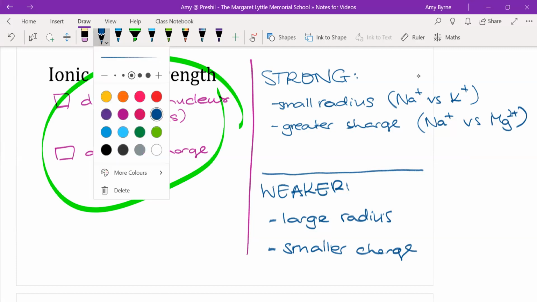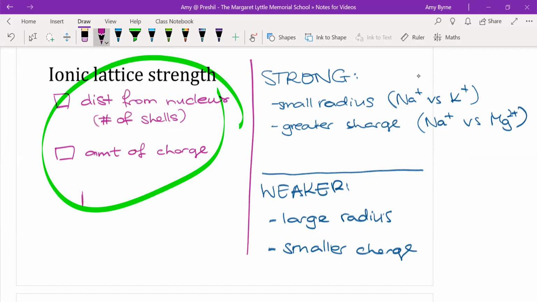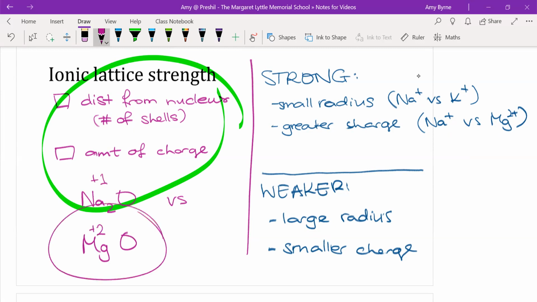So, for example, if I've got sodium oxide versus magnesium oxide, sodiums are each a +1, whereas magnesiums are a +2. This is going to be your stronger lattice. This one is going to have a higher melting point.